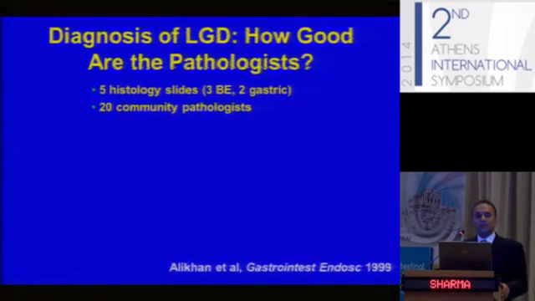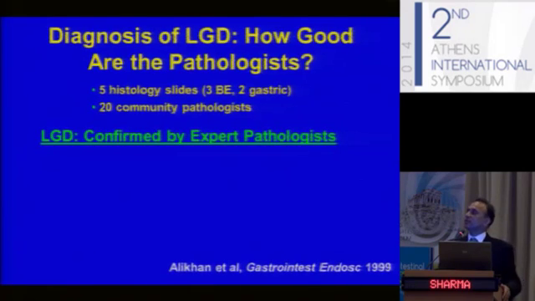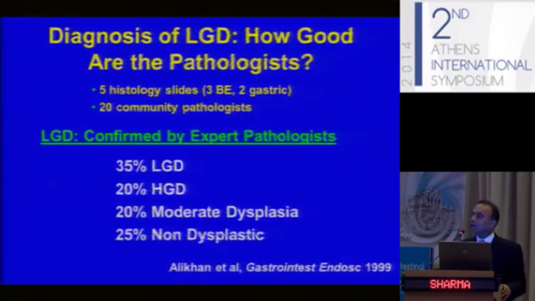This is a study from several years ago done amongst community pathologists in the United States. When they took a diagnosis of low-grade dysplasia as a gold standard by expert pathologists, which we can also argue how good they were, and then sent it to 20 community pathologists in the United States, what they found was a whole slew of diagnoses, from low-grade being the minority, to high-grade, to moderate dysplasia, which is not a term being used these days, and 25% with non-dysplastic. So the diagnosis is all over the place.